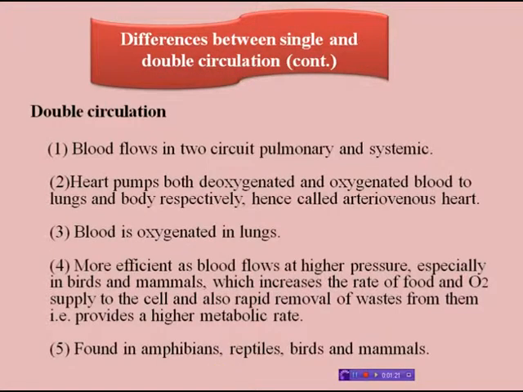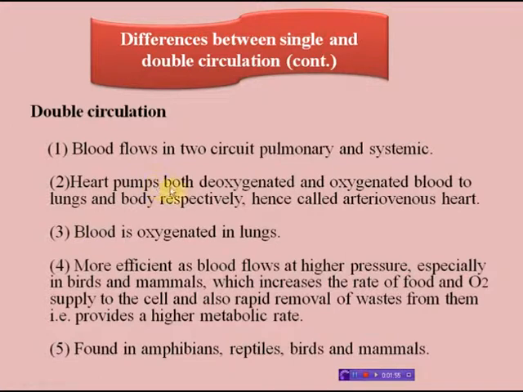Next, double circulation. Actually, double circulation is the passage of the same blood twice through the heart. So, in double circulation, blood flows in 2 circuits, that is pulmonary and systemic circuits. What is pulmonary circulation? The movement of blood between heart and lungs is called pulmonary circulation. And systemic circulation is the movement of blood between heart and different parts of the body except lungs.